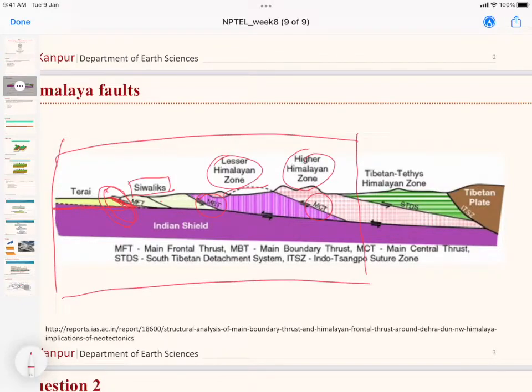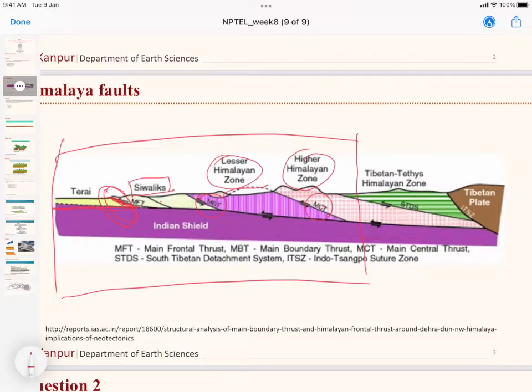Always remember that the first thrust fault that we encounter is the MFT, the main frontal thrust, that demarcates the planar region, the Indo-Gangetic plain, from the start of the Himalayas, the Shivalik range. After that, the fault that demarcates the Shivalik range from the lesser Himalayan zone is the MBT, main boundary thrust, and then the MCT. So this is the bifurcation of the Himalayan range as per the thrust faults. Okay.